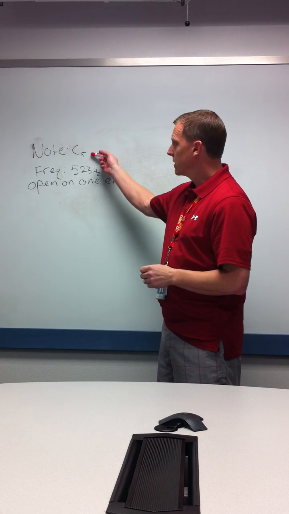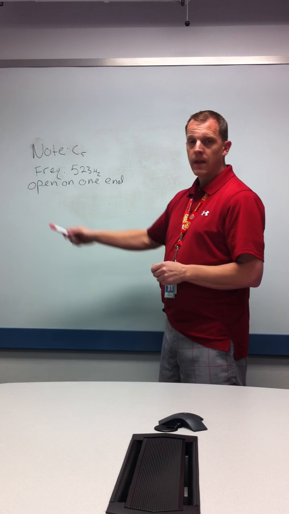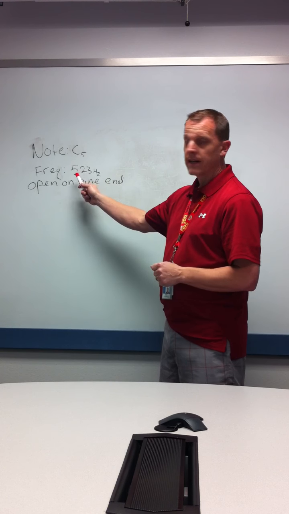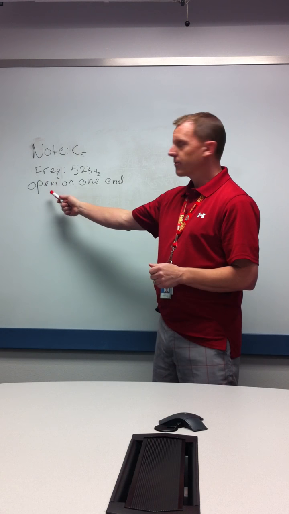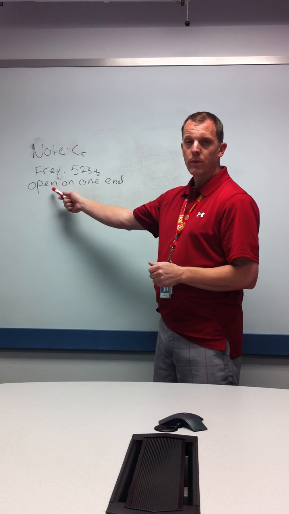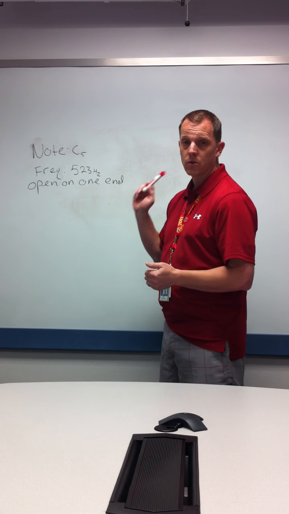So there's a few key pieces of information that we'll need. First off, we'll need to know the note, right? So I've decided to go with C5, and the frequency for C5 is 523 Hertz. And then the last bit of information we need is, is the tube open on one end or two ends? In this specific case, it's only open on one end.